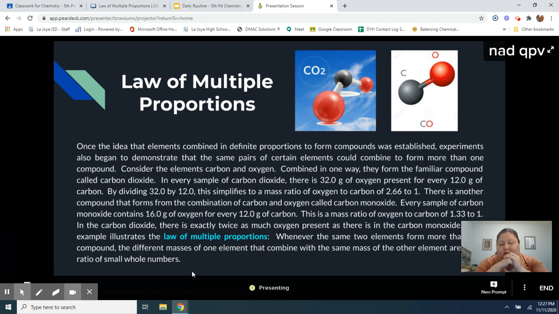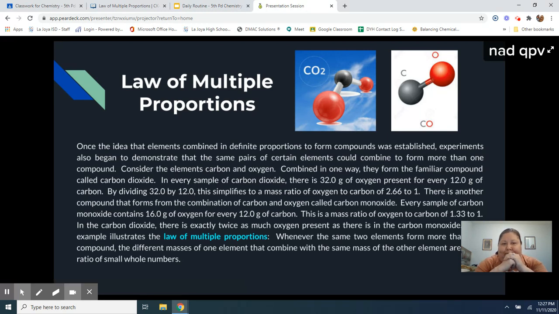Let's talk a little bit more about the law of multiple proportions. Hi, Isael. Hi, America. I'm glad you can join us today. Once the idea of elements combining in definite proportions to form compounds was established, experiments also began to demonstrate that the same pairs of certain elements could combine to form more than one compound.